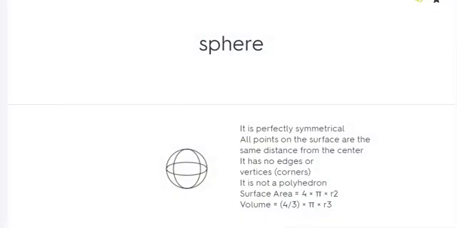Sphere, it is perfectly symmetrical. All points on the surface are the same distance from the center. It has no edges or vertices. It is not a polyhedron. Surface area equals 4πr². Volume equals 4/3πr³.